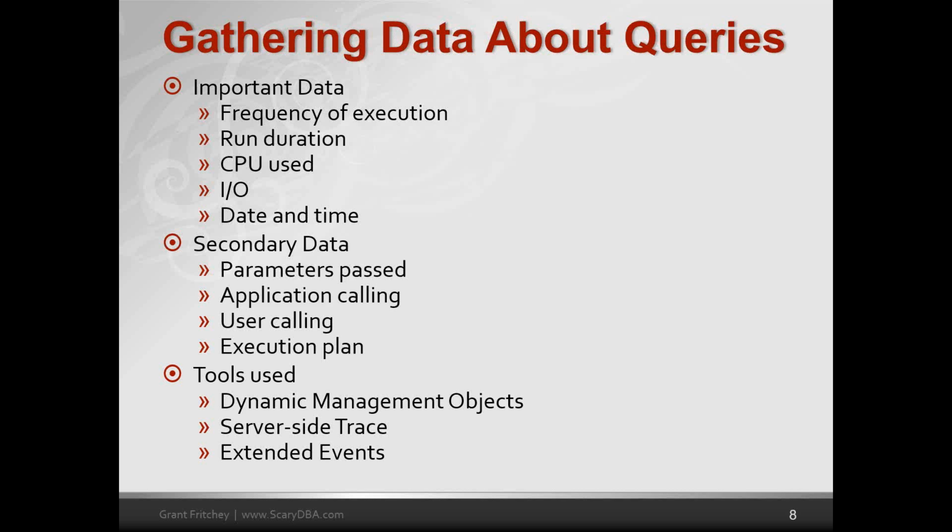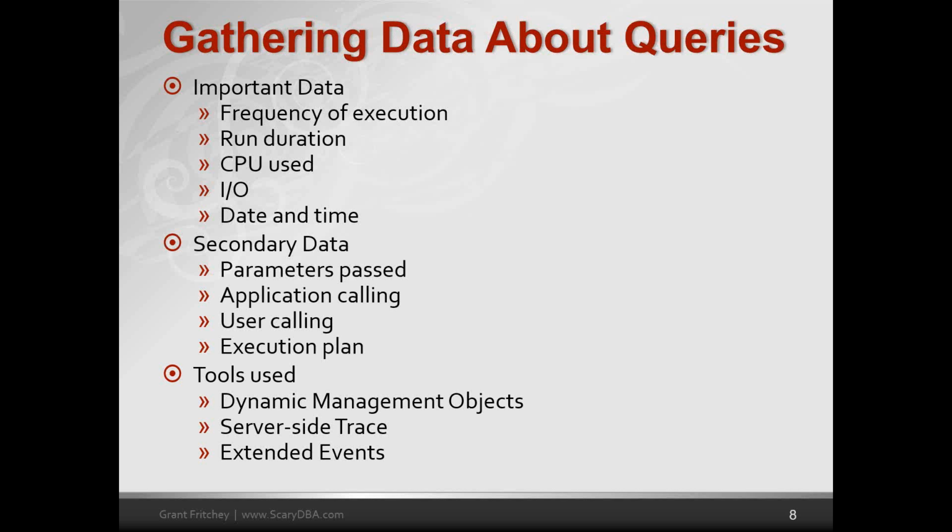Secondary data that's not quite as important but still extremely useful, especially when we start talking about query tuning. You want to know the parameters passed. Parameters can lead to bad parameter sniffing. There's also, most of the time, good parameter sniffing, but that's a completely different discussion. Bad parameter sniffing can lead to bad performance. So the parameter values are going to matter as to what kind of queries get called. Which application is making the call? That's going to matter. More importantly, how is that application connecting to the server?